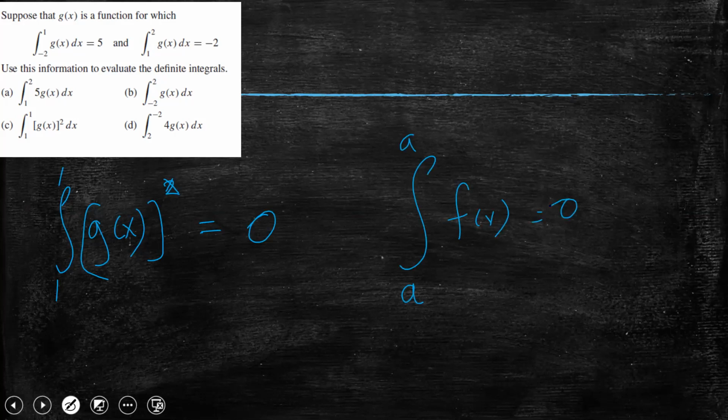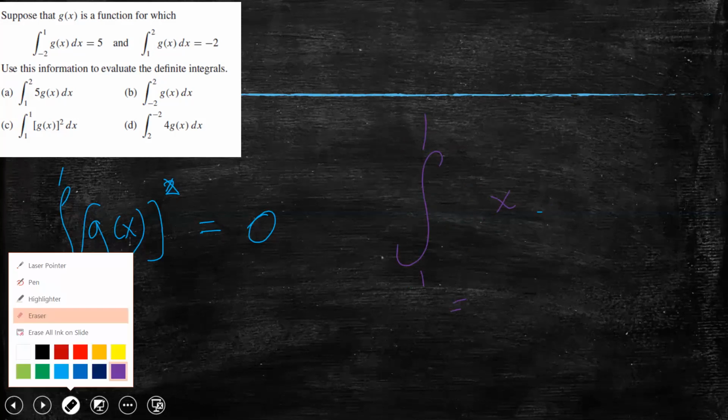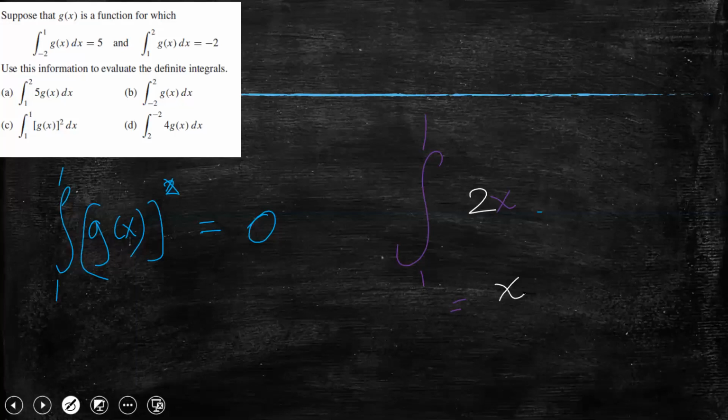Because why? As an example, if I'm asking you the integration of 2x from 1 to 1, you have to say it is x squared from 1 to 1. So x squared is 1 minus 1, it will be 0. If you evaluate, 1 squared minus 1 squared, you will get 0. So the integration from a to a for any function is 0.